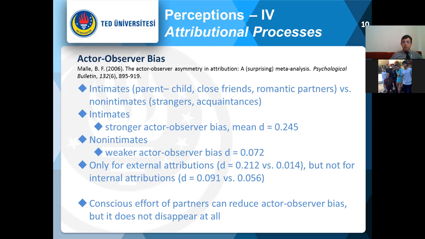So the good point is, if partners put conscious effort into reducing actor-observer bias, it decreases, but it does not disappear at all. Why? Simply because we have a self-concept for which we would like to have a positive evaluation. If I accepted responsibility for all my wrong actions in a relationship, I would lose self-esteem. Now, that's the critical point, okay?